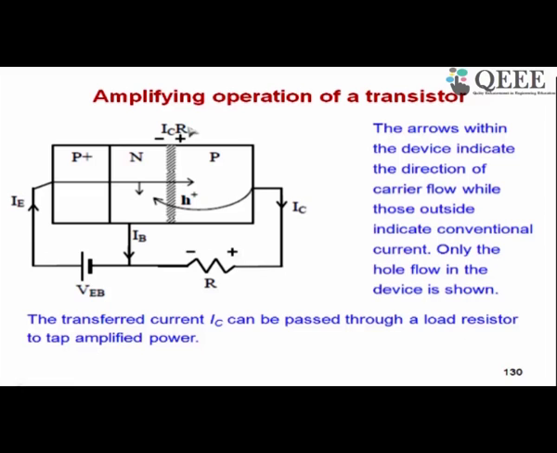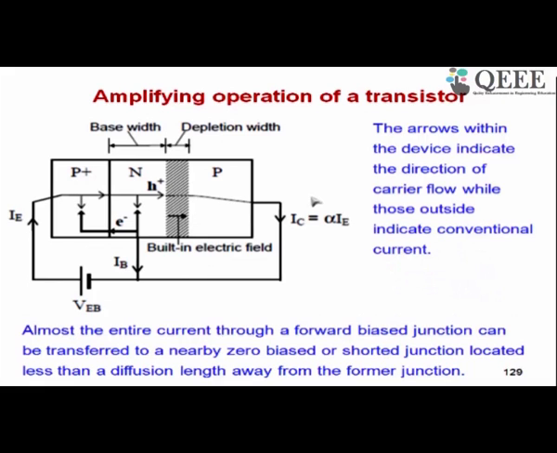What was the transistor action? The transistor action was that almost the entire emitter current is transferred to the collector. So I'm going back to the previous slide. Transistor action is contained in this term alpha. The collector current transferred from the emitter is alpha times IE, and we want this alpha very close to 1, so that almost the entire current is transferred. Now at this point, let me explain to you why the device is called a transistor.